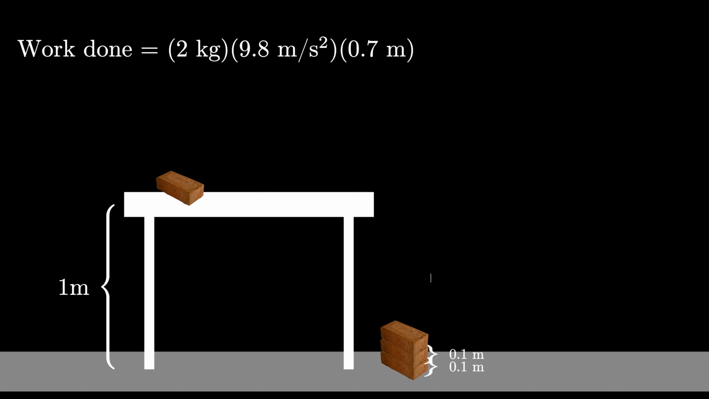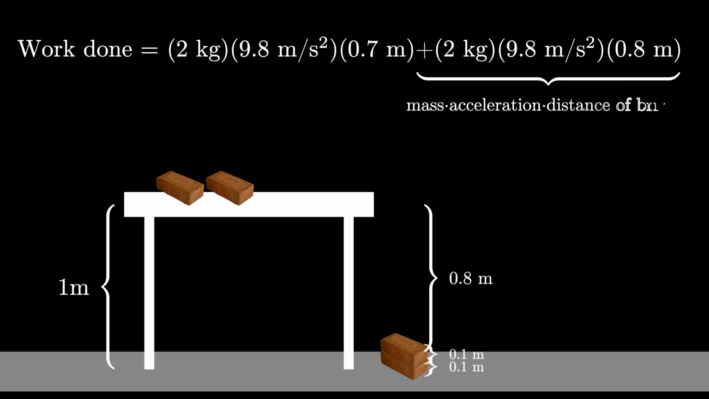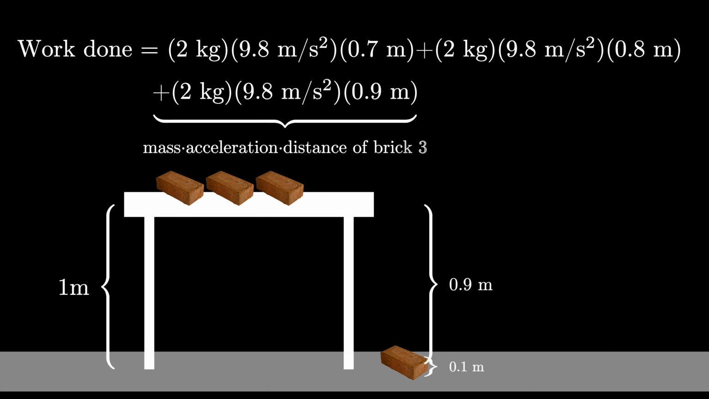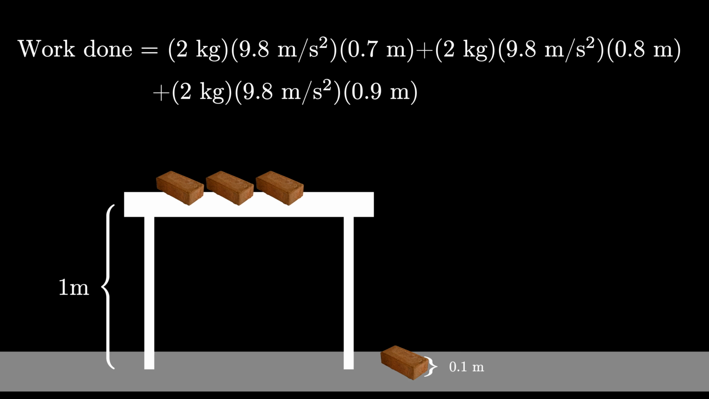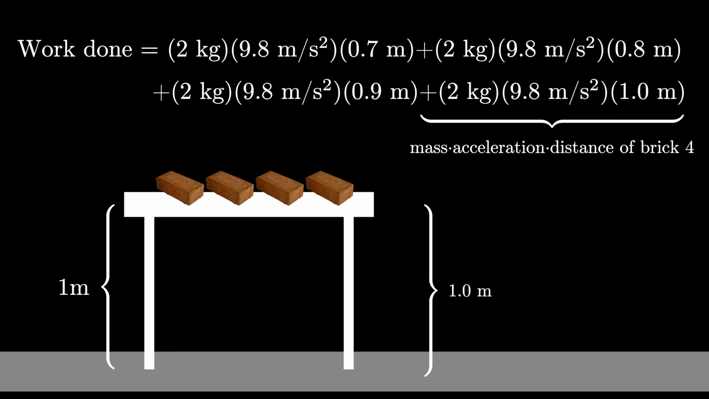Then the second brick is similar, but now the vertical distance traveled is 0.8 meters, and thus the work done is the mass times acceleration times distance, which is 2 kilograms times 9.8 meters per second squared times 0.8 meters. Do this again for the third and fourth bricks, where the third moves 0.9 meters and the fourth moves 1 meter. Once again, we get the work done for each as the mass times acceleration times distance traveled.